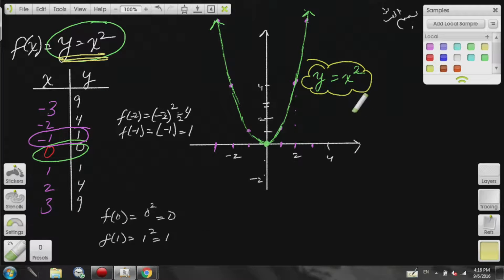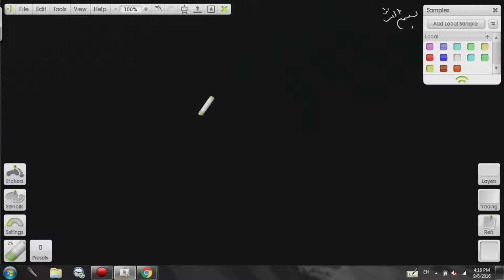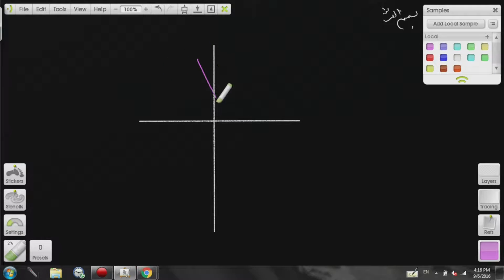Now, allow me to suggest to you some characteristics of a parabola. So I'm going to draw a parabola here. So here is a parabola. It's not the best parabola here. Let's try it again. Okay, that will have to do. So this is a parabola.